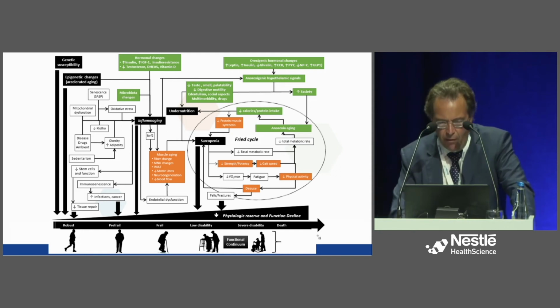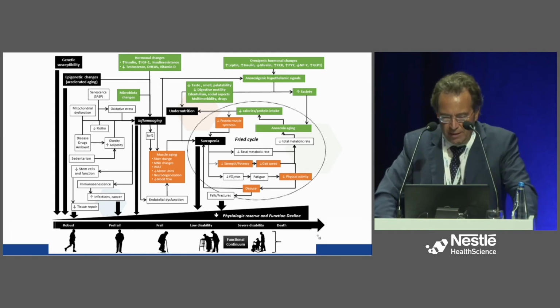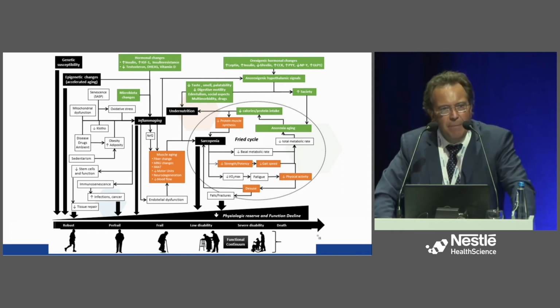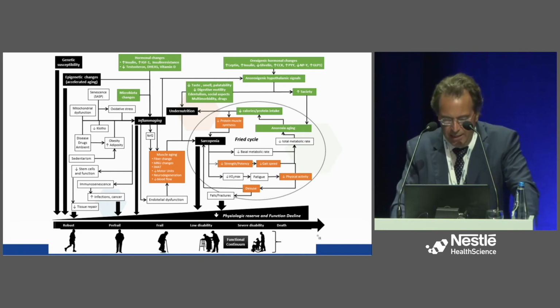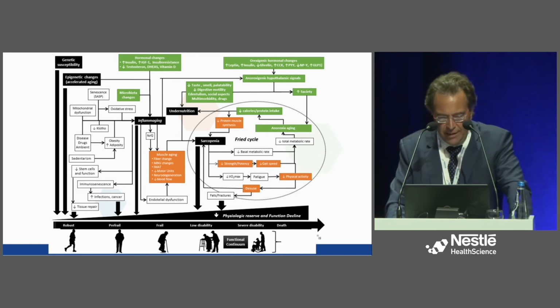And also, there are many factors that are in orange color. Lower muscle protein synthesis, lower strength and potency, lower gait speed, and many changes that happen with the muscle during aging. So it seems that physiologically all of them are interconnected.